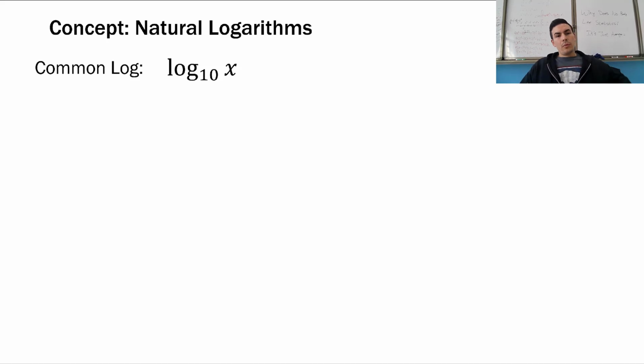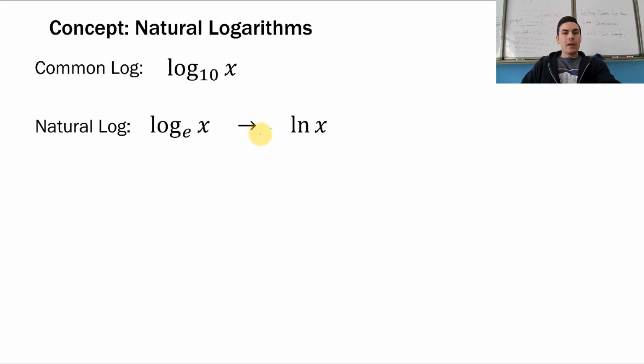So far we have seen common logarithms, that is a log with a base of 10. But for our natural logarithms, that is going to be a log with a base of e. Now you're not going to see it written like that, and you shouldn't write it like that either, because a more common way to write a natural log is ln x. This is how we would say it: natural log of x. So write it as ln of x.